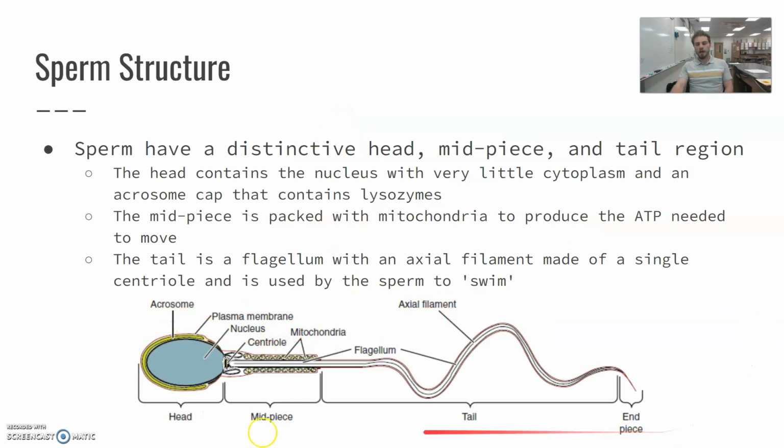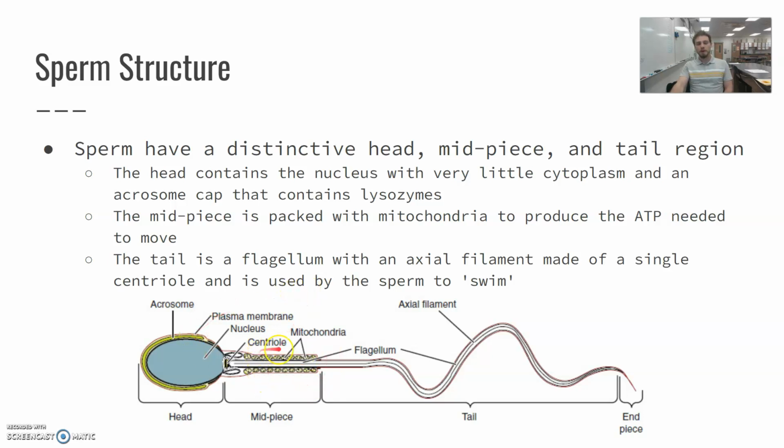So here's what a fully mature sperm will look like. They will have a distinctive head, midpiece, tail, as well as an end piece. Here the head is going to have the nucleus, which is where your DNA is going to be. Very, very little cytoplasm, and they will have an acrosome cap here. You can see in green here this cap of the acrosome. That acrosome is going to contain lysozymes, which are going to be responsible for degrading some of the protective coverings that an egg cell has.